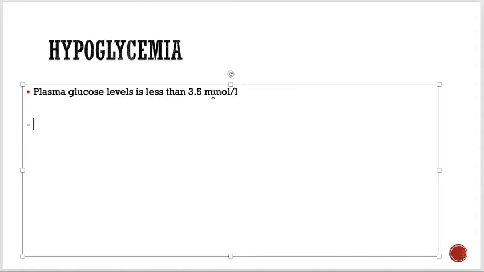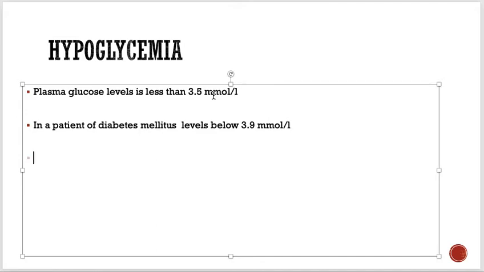Because I am using 3.5 because of a purpose over here. Because in diabetes, in a patient of diabetes mellitus, I am talking about a diagnosed patient, levels below 3.9 millimole per liter is considered as hypoglycemia.